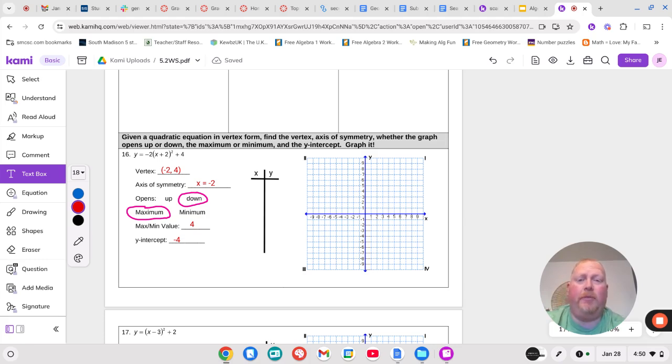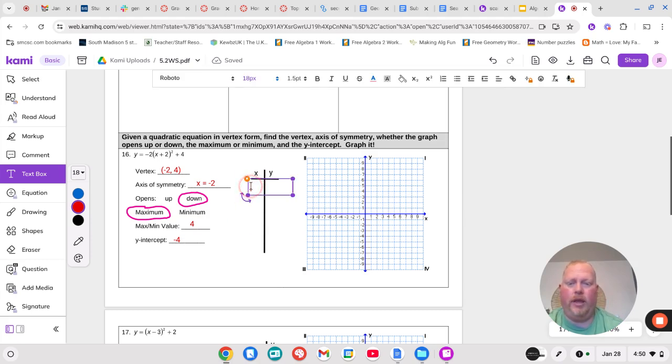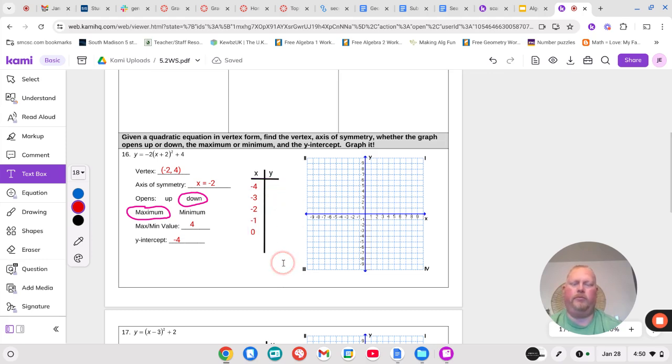So now let's go ahead and take this information and make our graph. So much like what we did before, that vertex is going to go right in the middle of our little chart here. So since my x value is -2, I'm going to pick 2 numbers less than -2 and 2 numbers bigger than -2. So I'll do -4, -3, -2, -1, and 0.